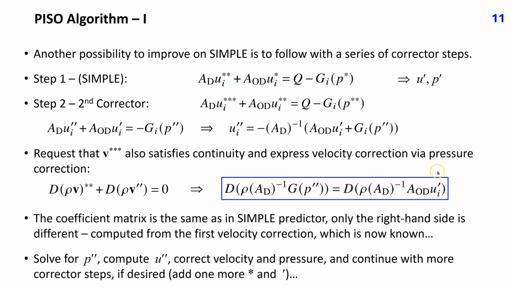Upon solving this equation for p double prime, one can compute v double prime, correct velocity and pressure, and continue with more corrector steps if desired. Just add one more star and prime.